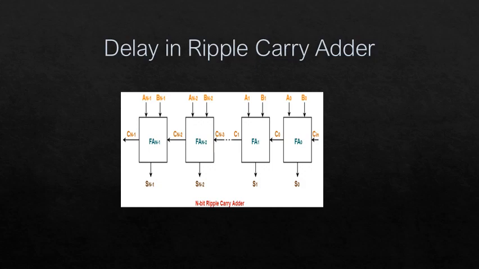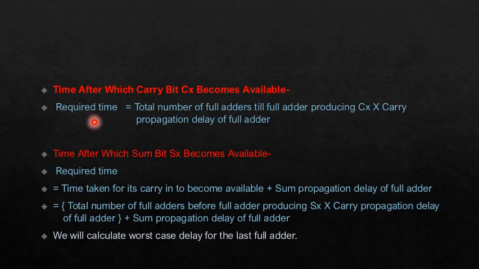In a ripple carry adder, a full adder becomes active only when its carry is made available by its adjacent least significant bit, which is what we have seen so far. When the carry becomes available to the full adder, it starts its operation and produces the corresponding output sum bit and carry bit. The time after which carry bit Cx becomes available is equal to the total number of full adders till the full adder producing the carry bit Cx, times the carry propagation delay of a full adder.